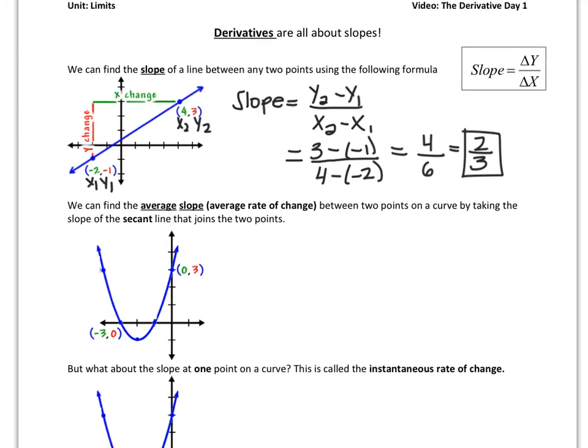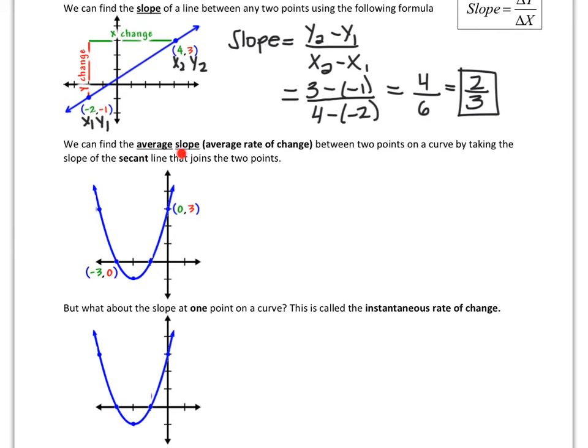Now sometimes I could ask you to find the average slope between 2 points on a curve. So we can find the average slope or average rate of change between 2 points on a curve by taking the slope of the secant line that joins those 2 points. Now let's just recall from geometry, a secant line is a line that hits something in 2 points. So if I were to connect these 2 points right here, the line that I make is a secant line because it hits the curve in 2 points.